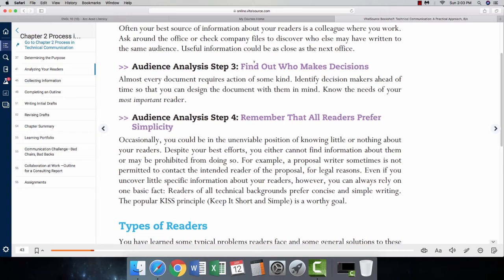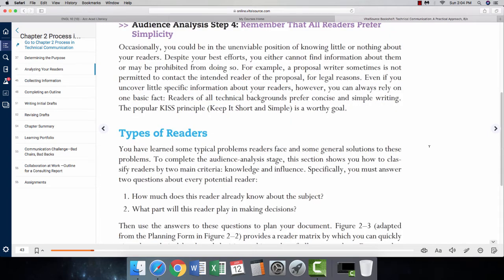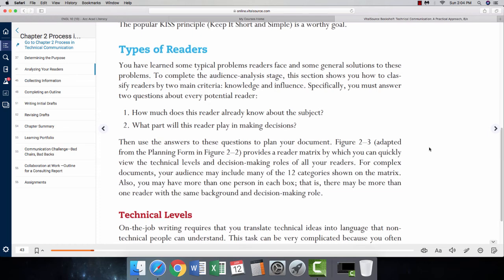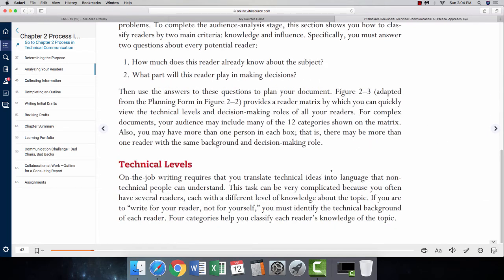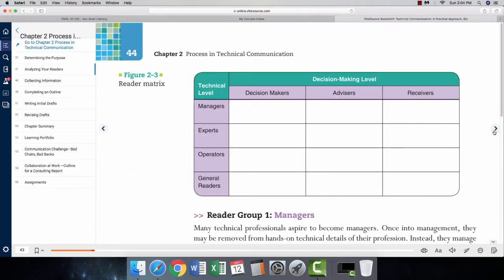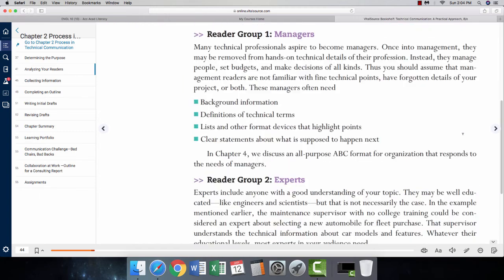When you're in an organization, you would need to know who are the decision makers. Are they managers? Are they owner-operators? Maybe they are experts, depending on what the field is. Remember that all readers prefer simplicity, and types of readers, and this is really good information, the different technical levels that your readers might have. And this matrix here, the decision-making level, is here to help you sort of break it down.